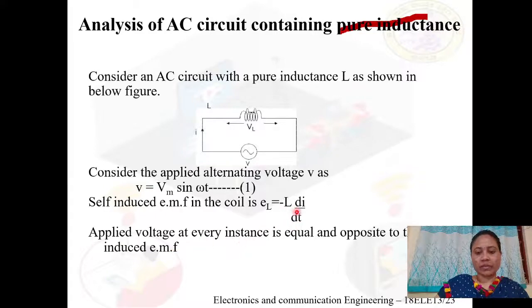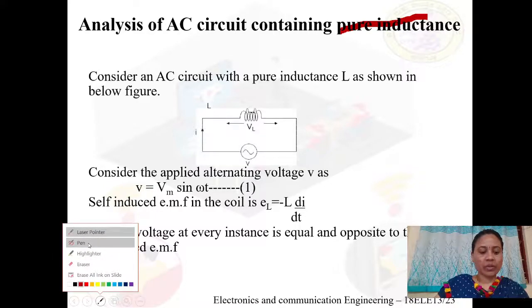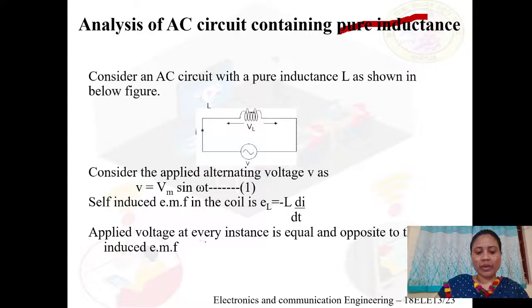And the negative sign indicates that the induced EMF is always equal and opposite to the source. Or we can also say the applied voltage at every instant is equal and opposite to the self-induced EMF. Therefore, the negative sign is indicated over here.